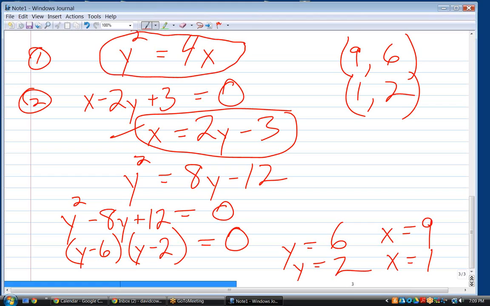Now y came out to be positive with both solutions, so I guess that's all there is to that problem. All right.